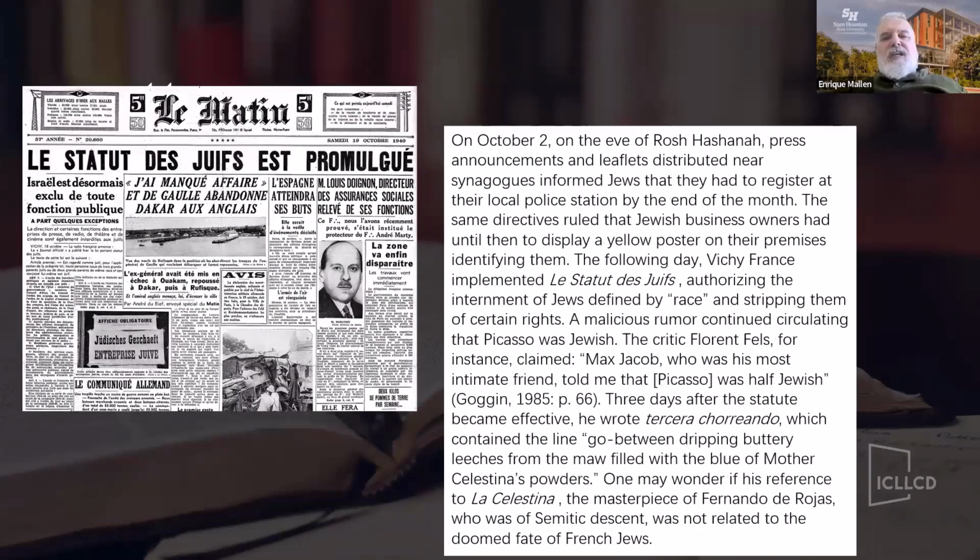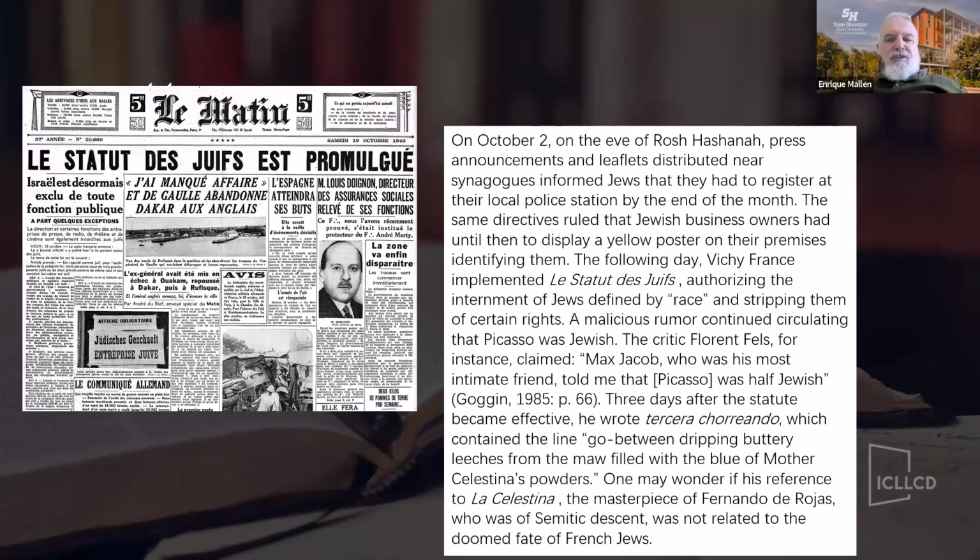On October 2nd, on the eve of Rosh Hashanah, press announcements and leaflets distributed near synagogues informed Jews that they had to register at their local police station by the end of the month. The same directives ruled that Jewish business owners had until then to display a yellow poster on their premises identifying them. We must not forget that Picasso was often called a Jew, even though he was not.